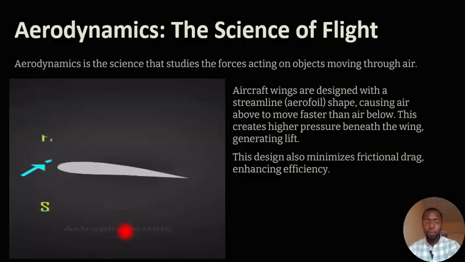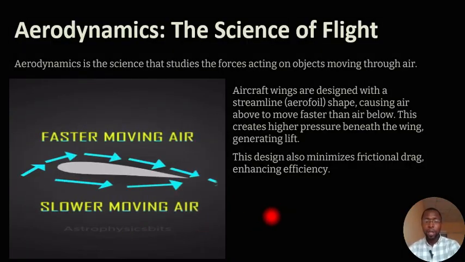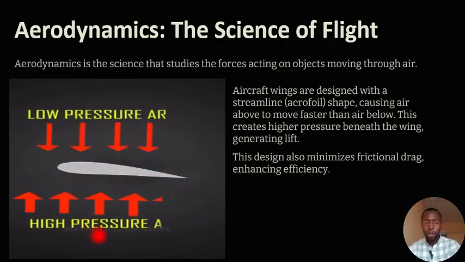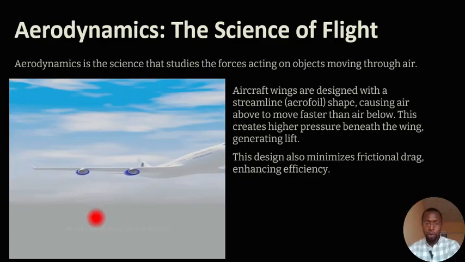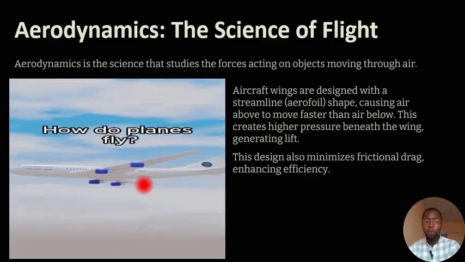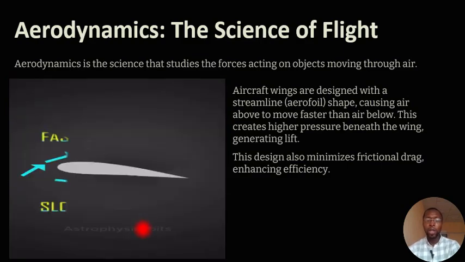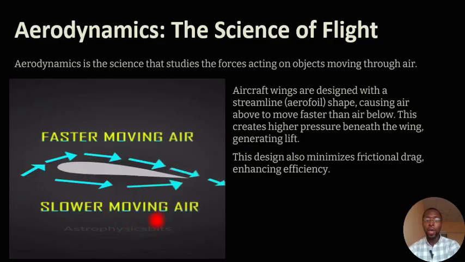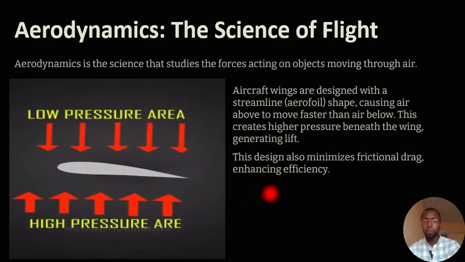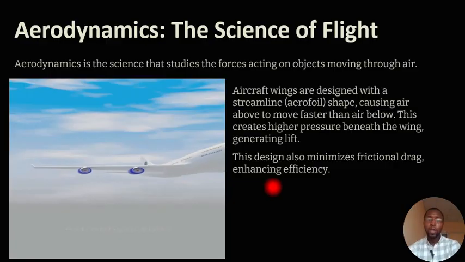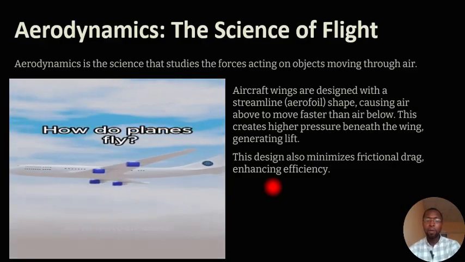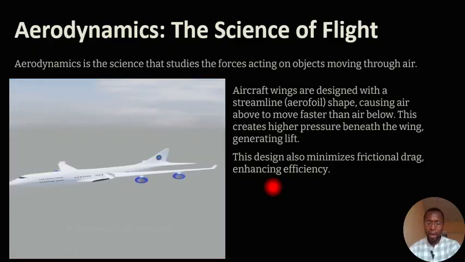We see now that the slower moving air is what gives high pressure at the bottom. So that's how it works. The plane can now lift higher and higher because there is slow moving air below it and then high pressure below it. So this is how airplanes move and fly.